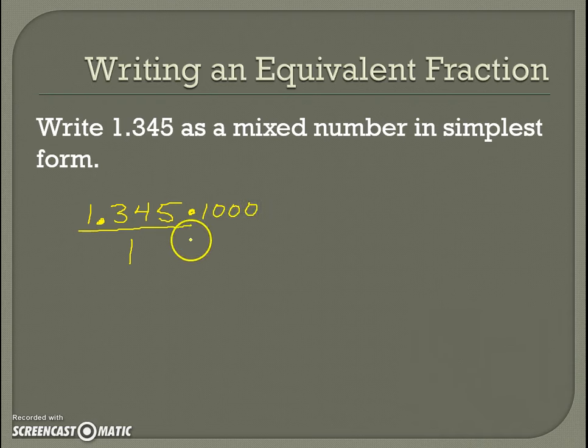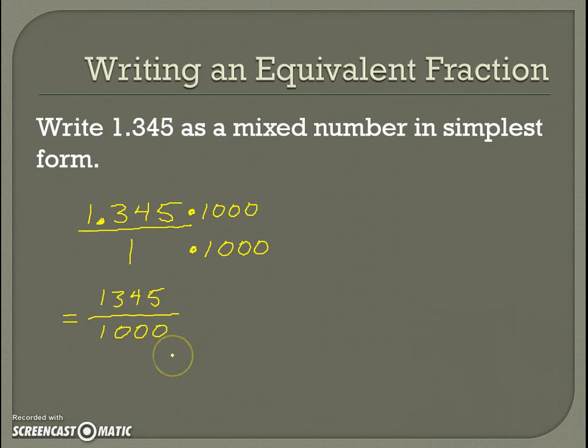Now, in order to keep this fraction equivalent, if I multiply the numerator by 1,000, I have to also multiply the denominator by 1,000. So I multiply both the numerator and the denominator by the same value, and when I do that, I get 1,345 over 1,000. So there's a fraction, okay?